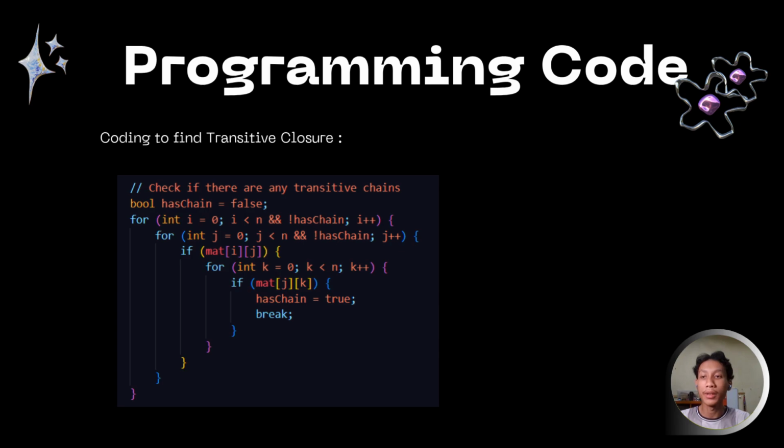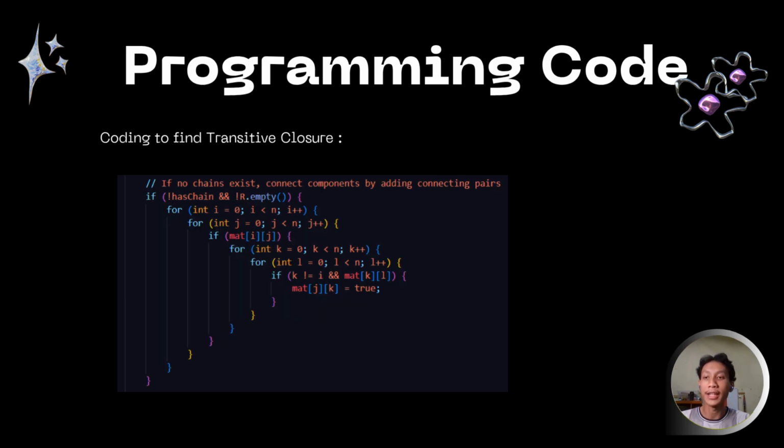Before running the full algorithm, we perform a quick optimization check. We use a Boolean flag hasChain and scan the matrix using nested loops. If we find a direct connection from I to J, we instantly look to see if J connects to a third node, K. If such a chain exists, we set hasChain equal to true and break early. This lets us know if there is any pre-existing transitivity in our dataset.